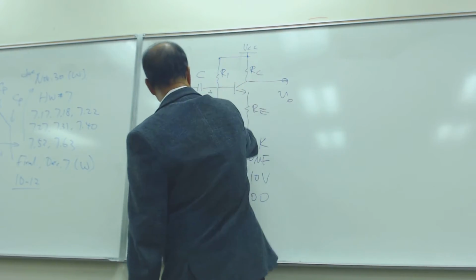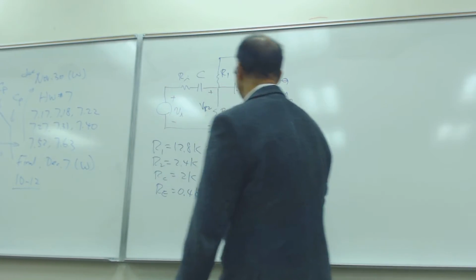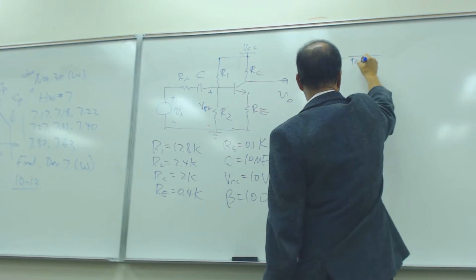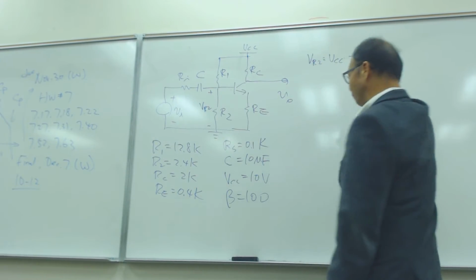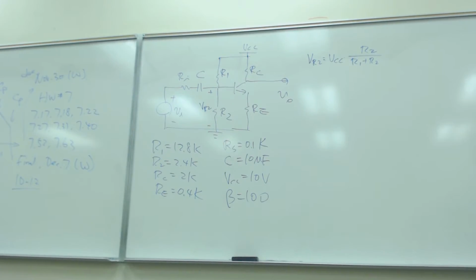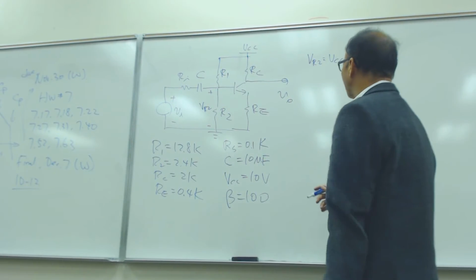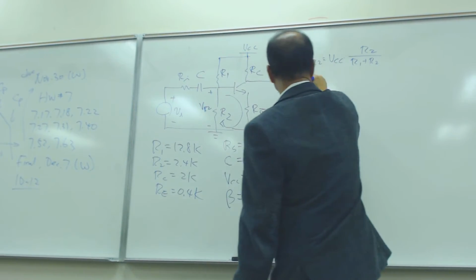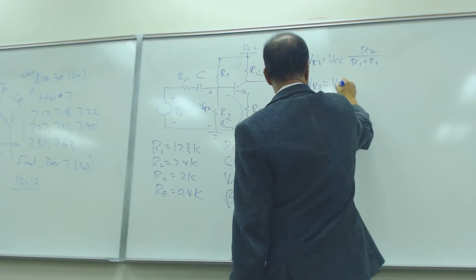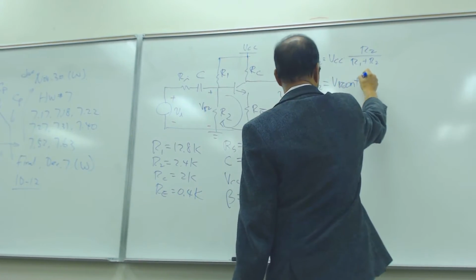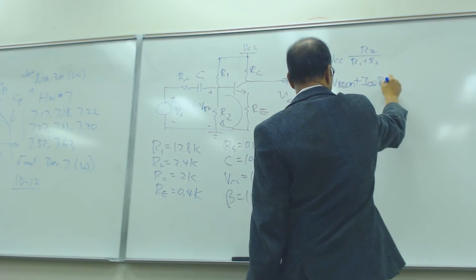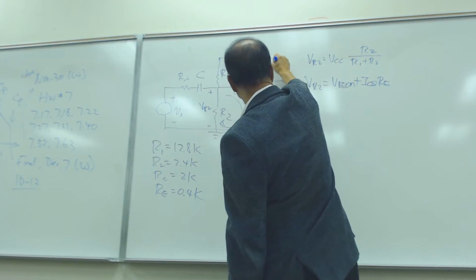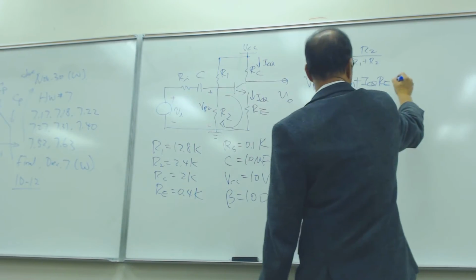So let's say this is VR2. Let me do this one more time for you. VR2 is VCC times R2 over R1 plus R2, correct? And then you go around the loop, that's what we call the input loop. So VR2 equals VBE plus ICQ times RE. Remember, this is ICQ, and that's ICQ as well.